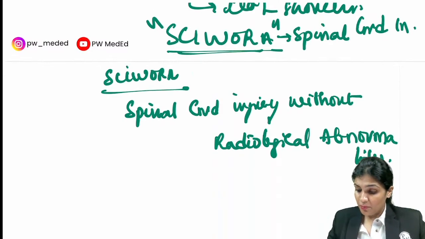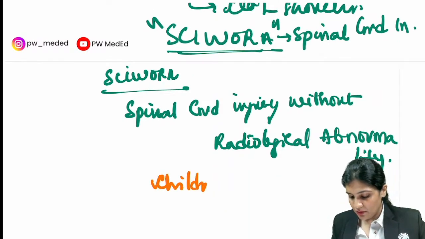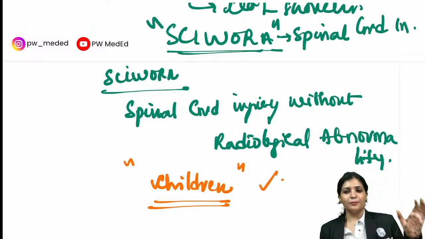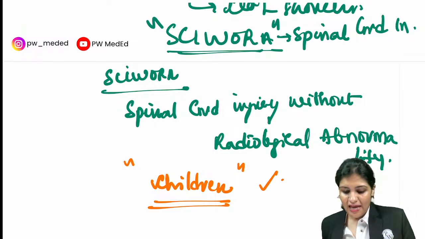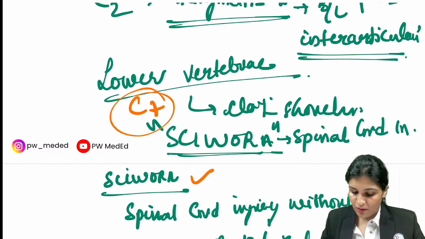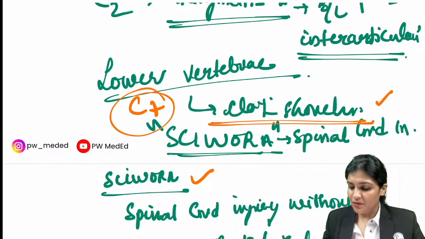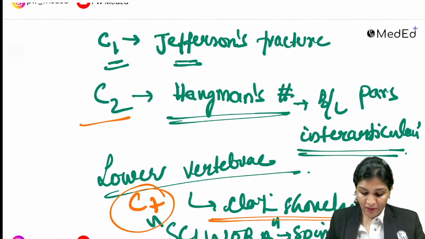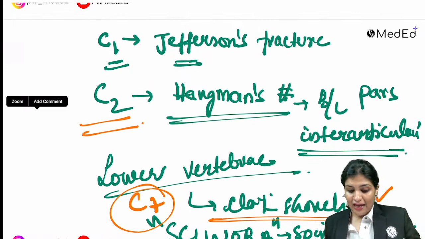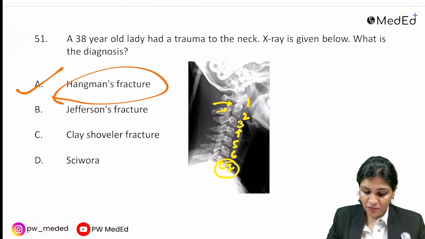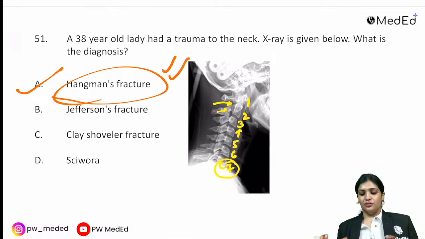And this is most commonly seen in children. That is what you have to remember. So in children, whenever the spinal cord is involved, sometimes the radiological abnormality cannot be seen, and that is termed SCIWORA. And Clay-Shoveler's you will see mainly in the C7 vertebra, where the spinous process is involved. And C2 is the hangman's fracture, and C1 is Jefferson's fracture. So here it is C2, so in this particular X-ray, what we see is a hangman's fracture.